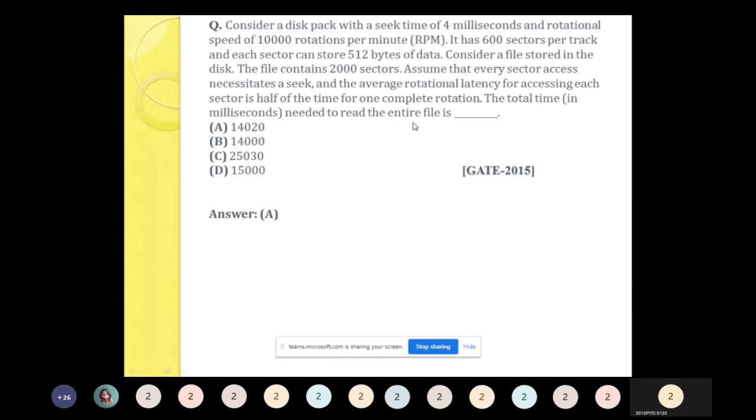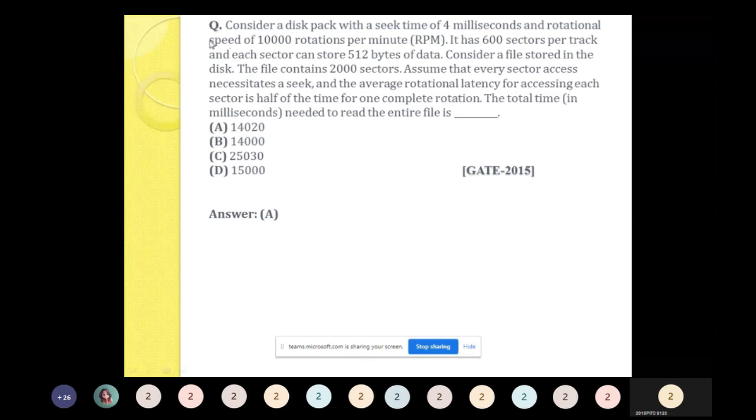The entire file is given, that is 2000 sectors. So how much time do we need to read 2000 sectors? For the given file, we need to calculate the total time in milliseconds. From the given data, the answer is option A, that is 14,020 milliseconds.